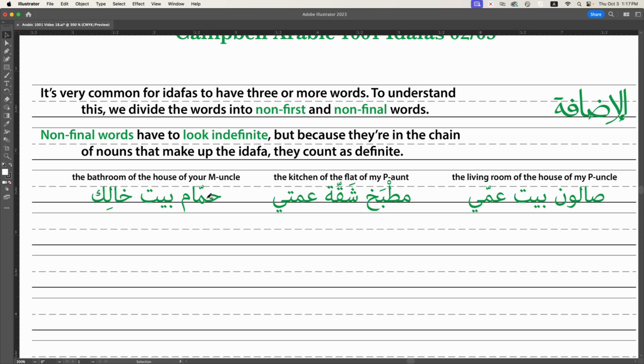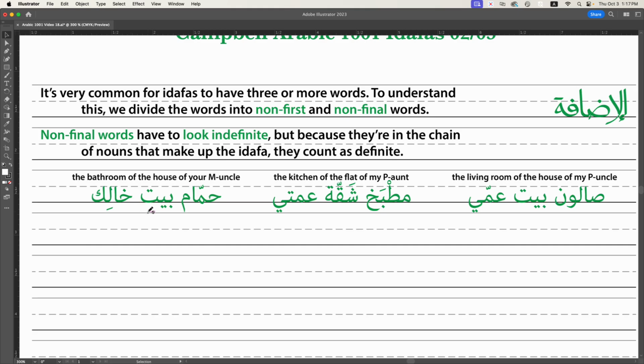A hammam is a bathroom. Originally, it means a public bath, which if you ever go overseas and live in the Arabic-speaking world, a thing that you ought to do is to go explore the public baths, which are marvelous. But in regular parlance, it just means bathroom. So hammam, beit, khalik. So your khal is your maternal uncle, the brother of your mother. So we have to know what side of the family people come from.